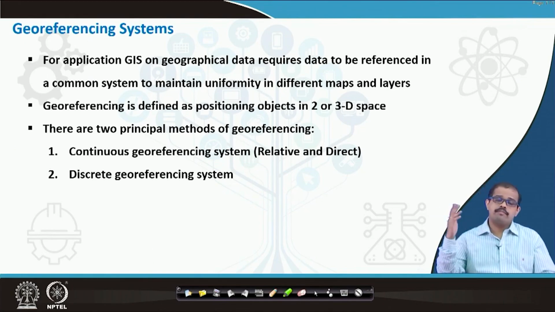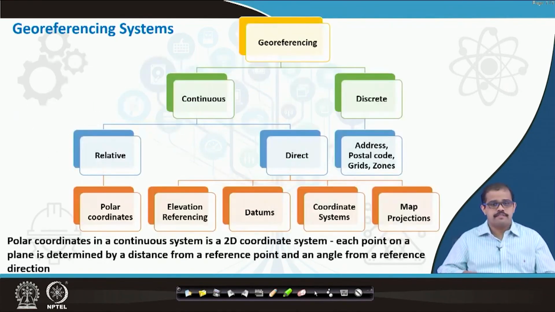So I gave an example of the 3D earth, putting it in 2D, but you can always look at a georeferencing system as the one wherein you are positioning your objects. It may be in a 2D space or in a 3D space. There are two types of georeferencing system, and when we look at the very principal methods, it is the continuous georeferencing system, that is also called relative and direct. We have different types, I will speak about this. Then we have the discrete georeferencing system. We look at the continuous and discrete georeferencing systems in our next set of slides.